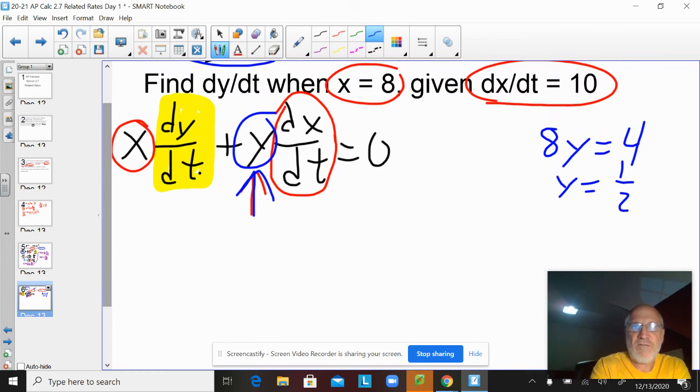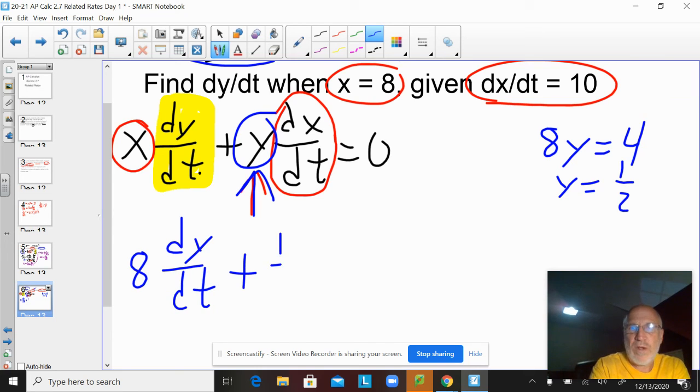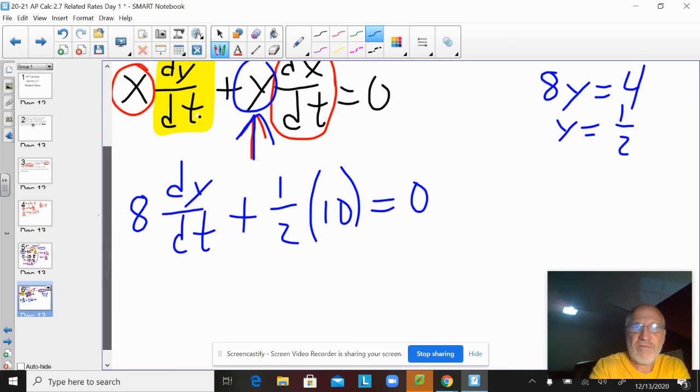Now let's start plugging stuff in. So x is 8. dy/dt is what this problem is looking for. And then y, which we figured out is 1/2, not plus, times dx/dt, which the problem told me was 10, equals 0. Now let's just solve this.